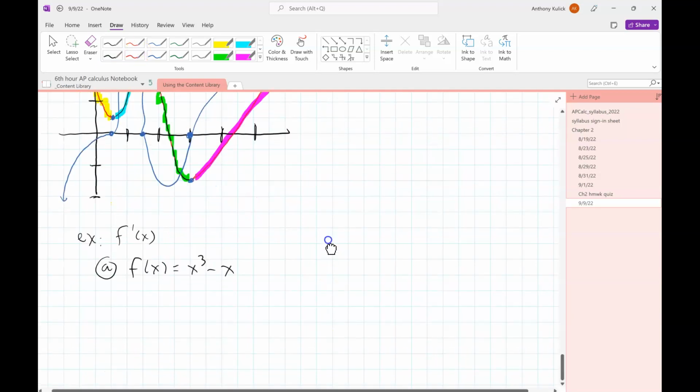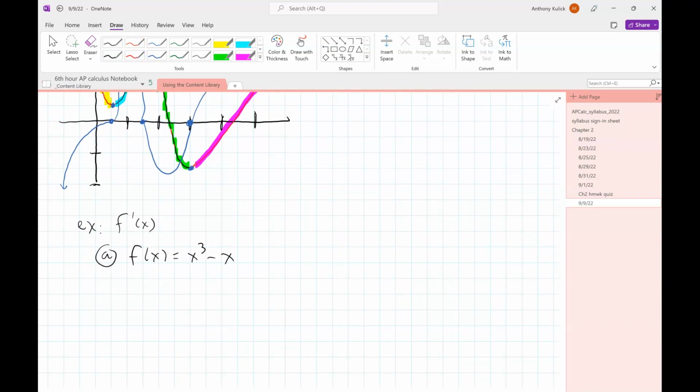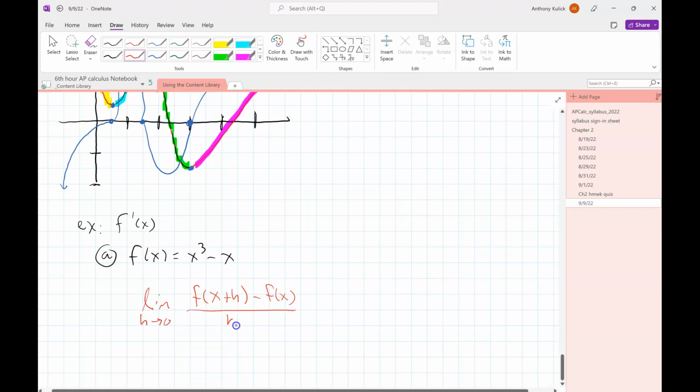All right. Let's do some more computational examples then. If I want to find the derivative of f of x, well, let's just start with our derivative formula. Everybody okay with that?